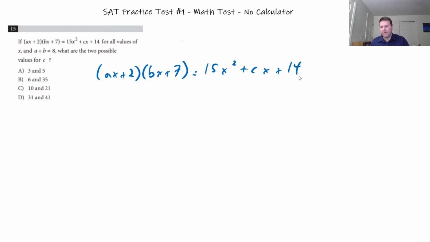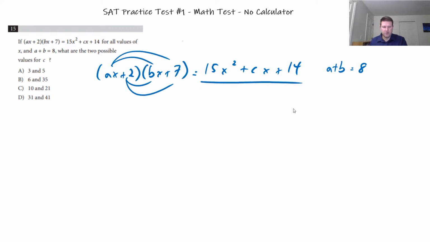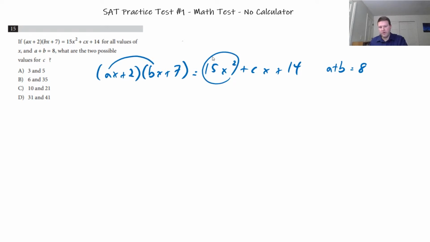Writing this out here, they give you this, and then they say that a plus b has to equal 8. So here's what you want to realize. The factored form of this over here, if you FOIL this out, you would end up getting a trinomial that has this structure, right? So FOIL out the left side and you get something that looks like the right side. So if you think about how you get terms like this, it would be from FOILing. And the way you'd get the 15x squared is by FOILing the first two terms, the ax and the bx.